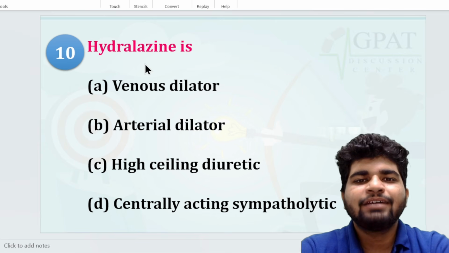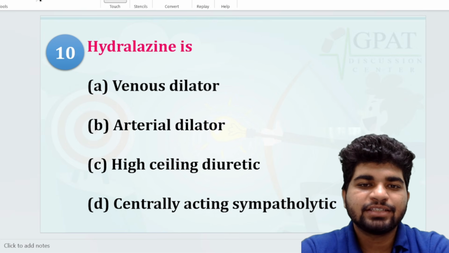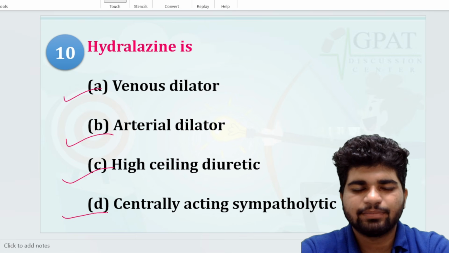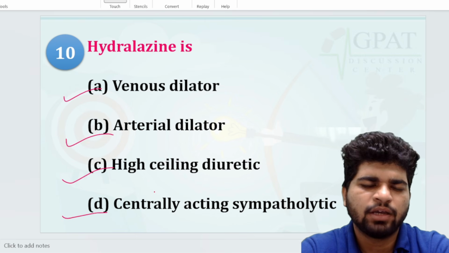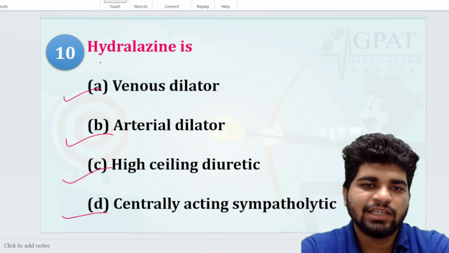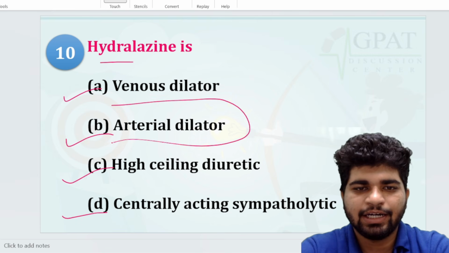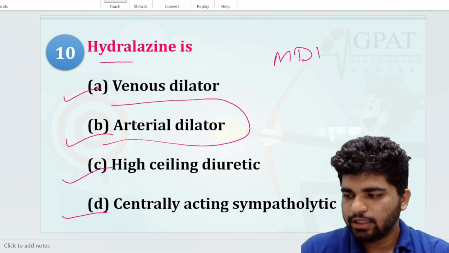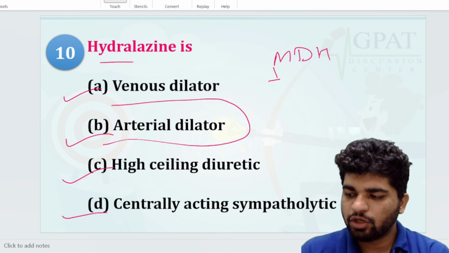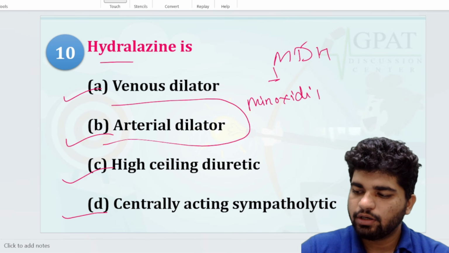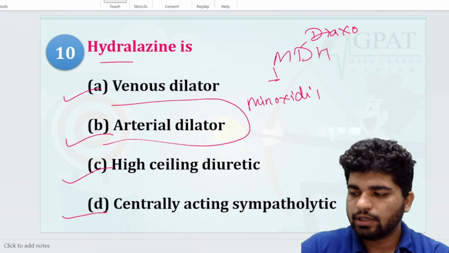Okay. Now, hydralazine. Hydralazine is what? Venous dilator, arterial dilator, high ceiling diuretic, or centrally acting sympatholytic. The simplest question you can expect from cardiovascular drugs. Hydralazine is considered to be your arterial dilator. And I told you one trick to remember, that's MDH, right? What's that MDH? M for minoxidil, D for diazoxide, and H for hydralazine.